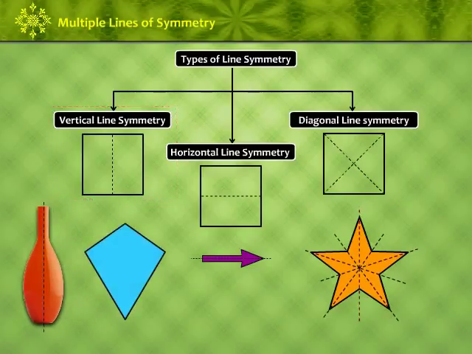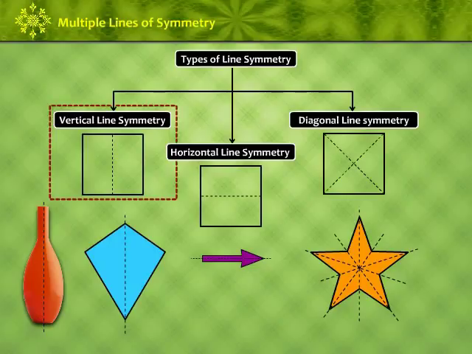Look at this kite. Can you tell me how many lines of symmetry does the kite shape have? This kite shape has only one line of symmetry. That is, vertical line of symmetry.